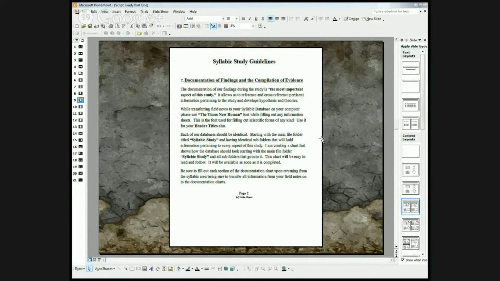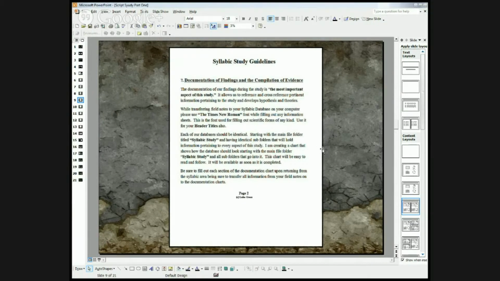I'm creating a chart that shows how the database should look, starting with the main file folder, Syllabic Study, and all subfolders that go into it. This chart will be easy to read and follow. It will be available as soon as it is completed. Be sure to fill out each section of the documentation chart upon returning from the syllabic area, being sure to transfer all information from your field notes onto the documentation charts.